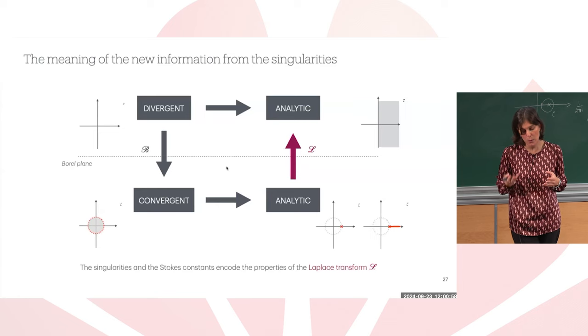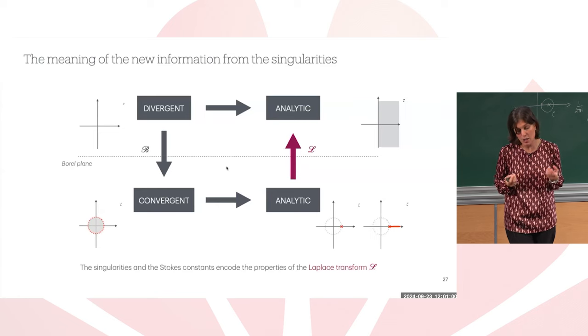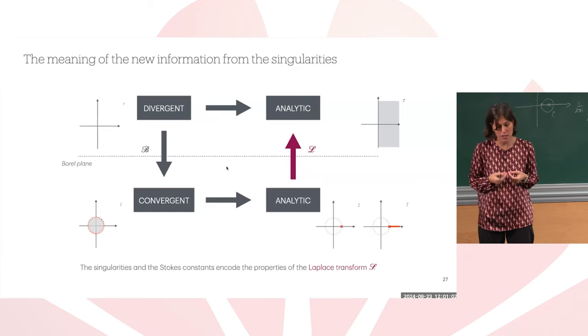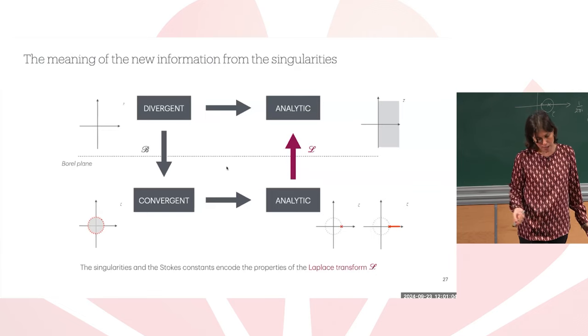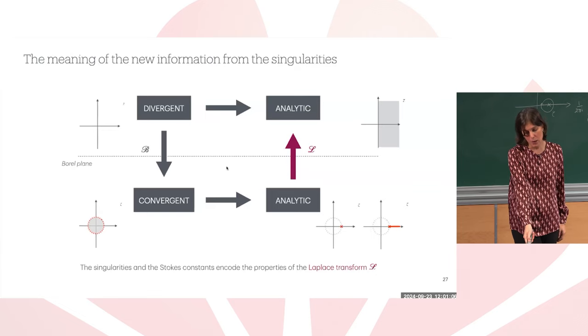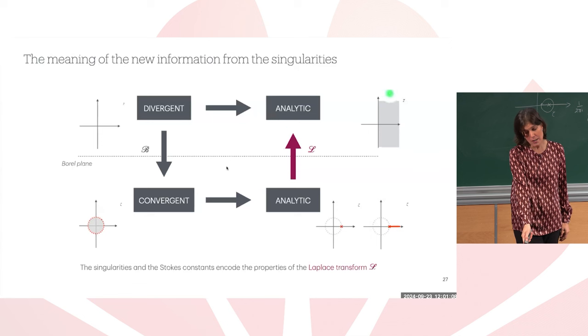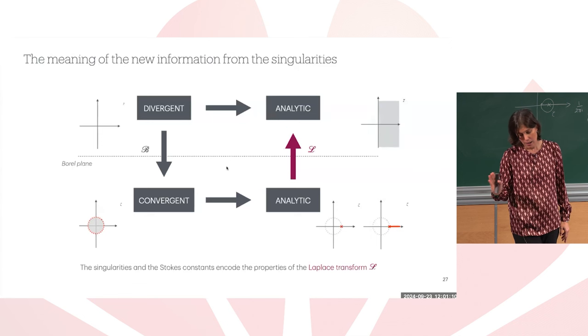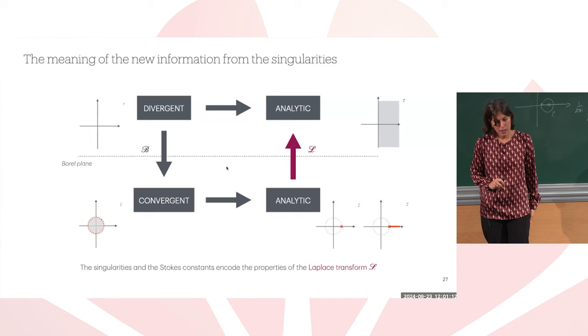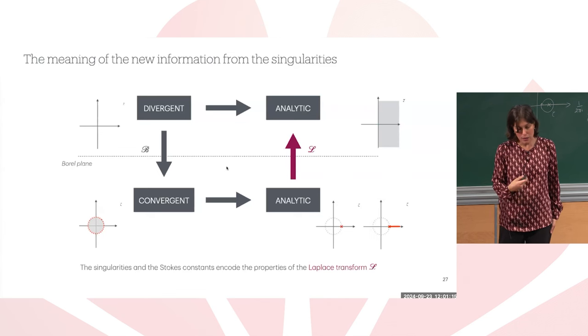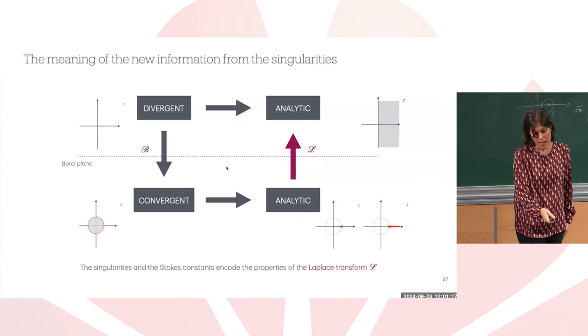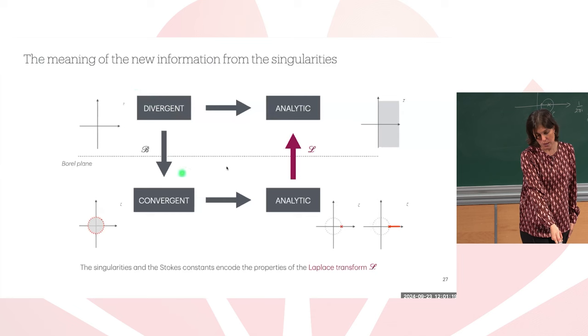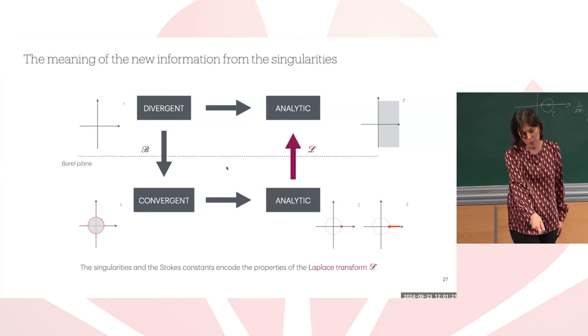For the Laplace transform, you have to do some analytic checks. So see, for instance, how fast the function grows at infinity. But assuming that you can do that, then you will get a function which is defined on this large domain, so on the right half-plane. And this is a way to associate to a divergent series, if you close the loop in this way, an analytic function.